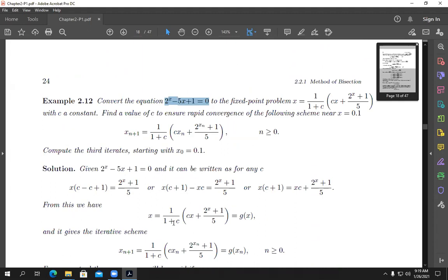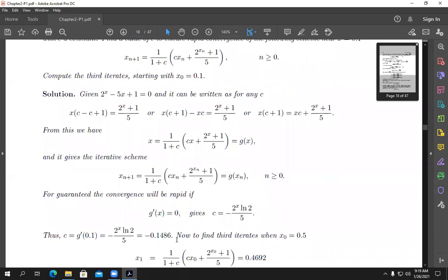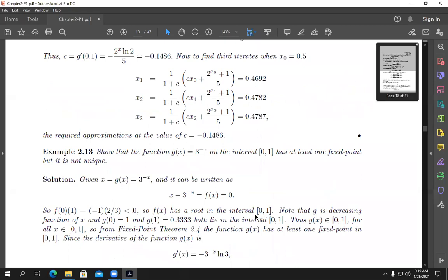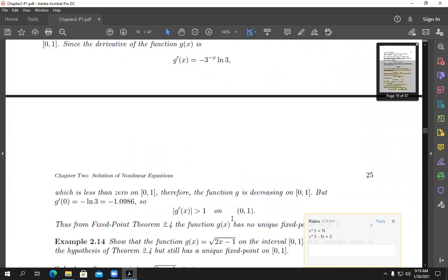That means this is what? This is a g. Take the derivative of this one, put equal to 0. You can have the value of C. And when you have the value of C, you use the formula for x1, x2, and x3. And you can have the answer we have here. Exactly the same example as this one. 2.13, leave that one here.